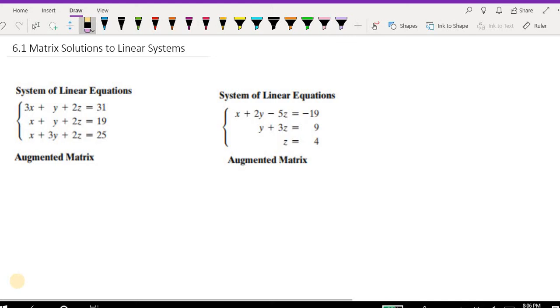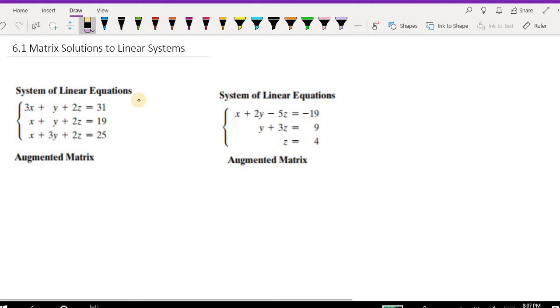Hello guys, today we're going to start 6.1, matrix solutions to linear systems. Before we start, here we have two examples. We have a system of linear equations. So first, let's learn how to write this as an augmented matrix.